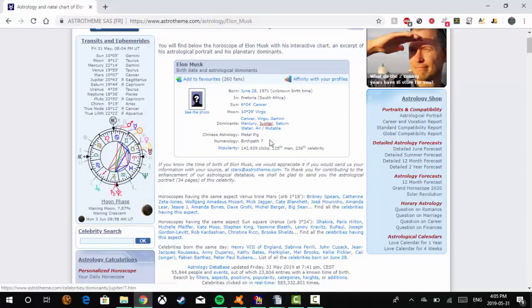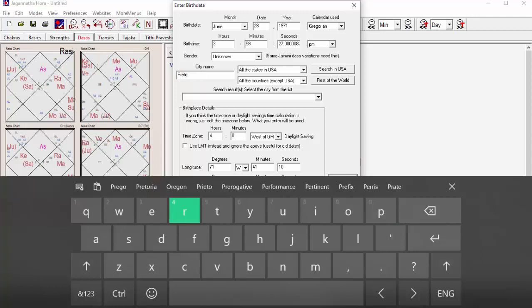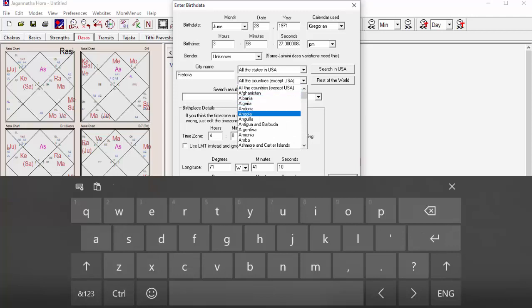And what I saw here right away too is his birthplace, which is, I'm looking for it, born in Pretoria, South Africa. Now, right away, what does this tell you about Elon Musk's life? If we're trying to find his time, the fact that he was born on another continent is a big clue to what his chart will tell us. I'll get to that in a second.